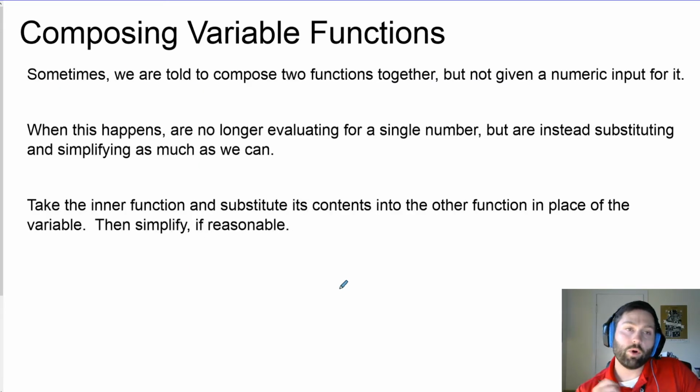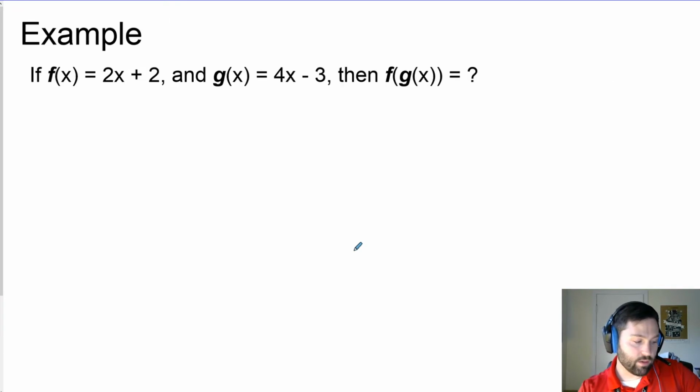Okay, so composing variable functions. Sometimes we have to compose two functions together, but we're not given a numeric input for it. When this happens, we're not evaluating so much as we are substituting and simplifying an expression. So you're going to take the inner function and substitute what it's equal to, its contents, into the other function in place of the variable, and simplify if it's reasonable. So here's what that looks like.